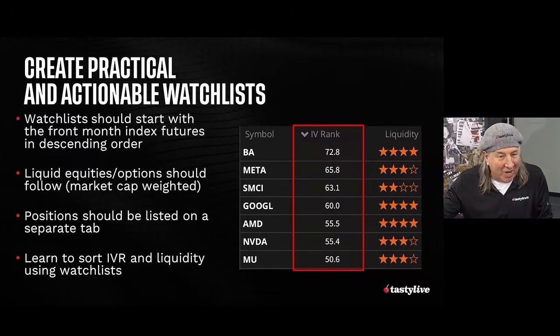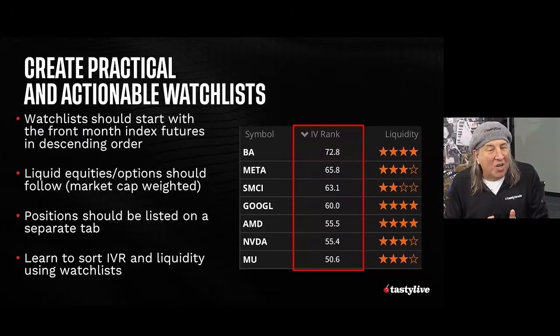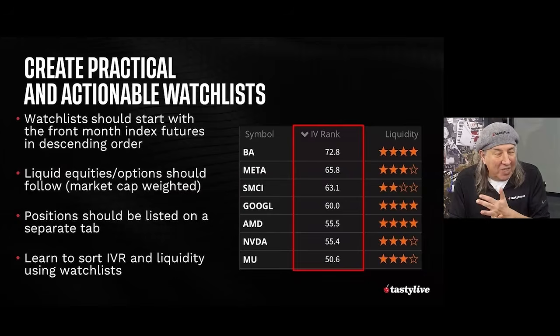sort by IV rank, because I want to know where implied volatility is relative to itself when I am A, holding positions, or B, putting on new positions. Because today's segment is on managing existing positions and managing your portfolio. What I want to know is, in my list of open positions, which has the highest implied volatility rank, because those are the ones I'm going to roll forward.